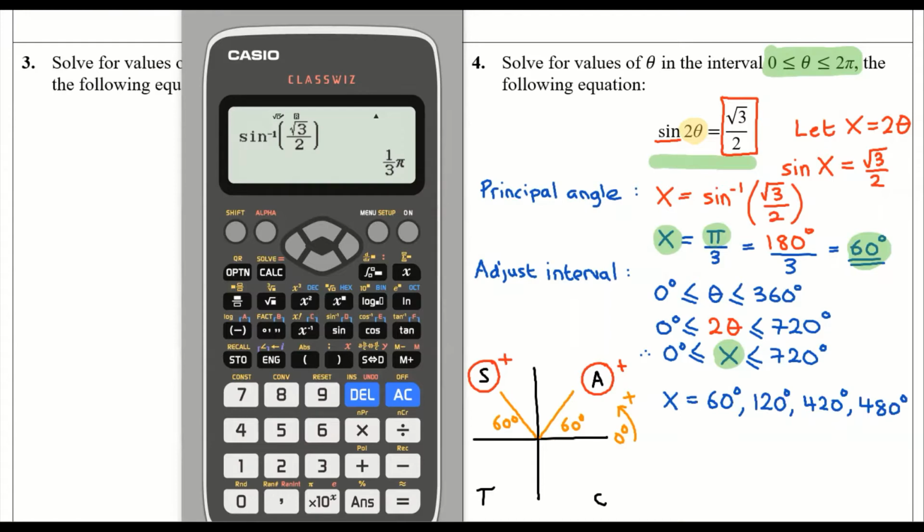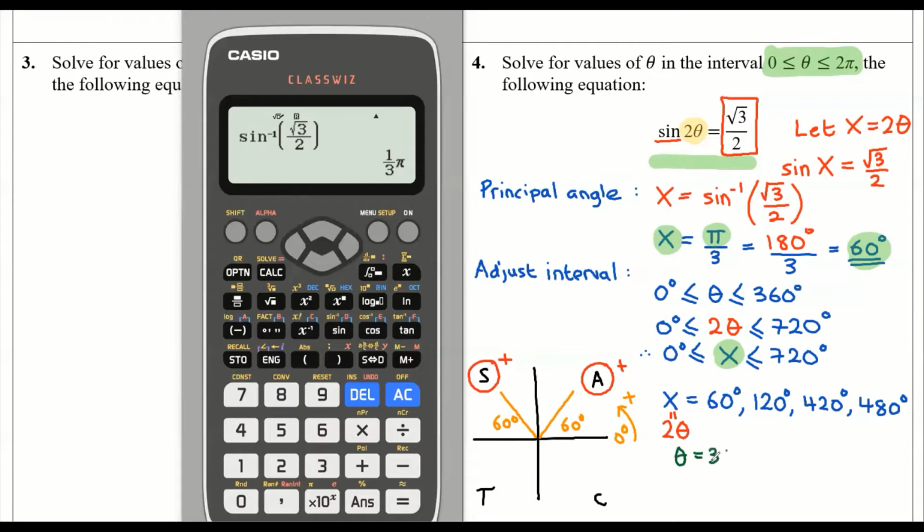For every 360 degrees you go around, you would expect 2 solutions. So if you're going around twice, you'd expect 4. So notice, of course, this x, remember, is the 2 theta that we found earlier. So in order to get theta, we need to halve all our answers. So let's do that now. So theta is going to be half of each of these.